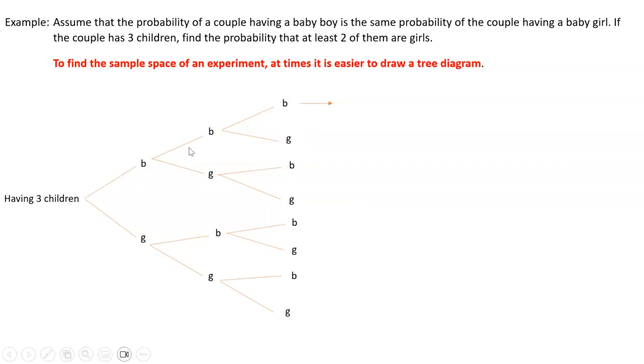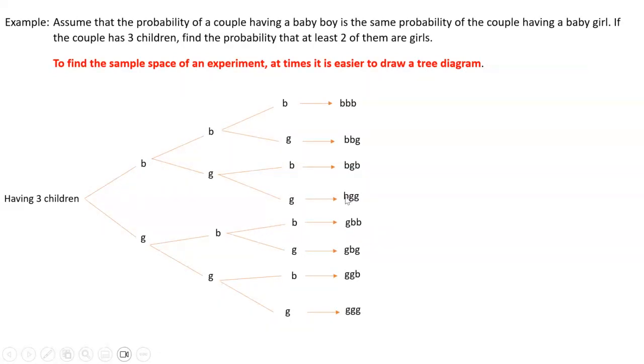So it can be boy, boy, and boy. It can be boy, boy, and girl. It can be boy, girl, boy. It can be boy, girl, girl. And if it was a girl first, the first birth, then it can be a girl, a boy, and a boy. It can be a girl, a boy, and a girl. It can be girl, girl, boy, and all girls, girl, girl, girl.